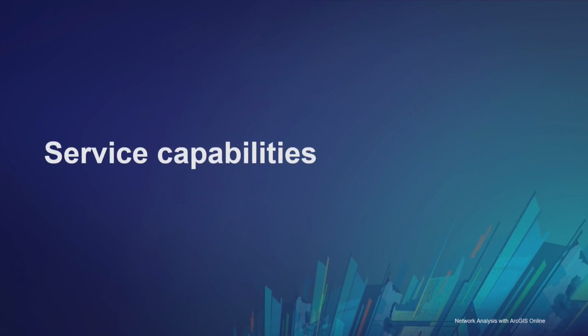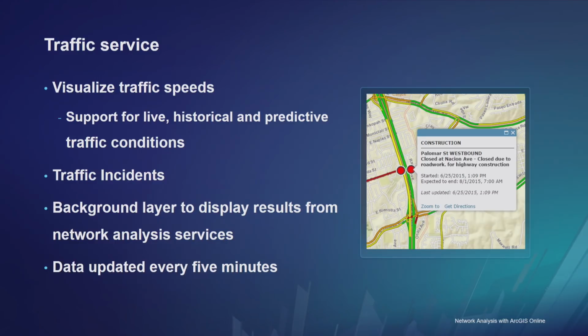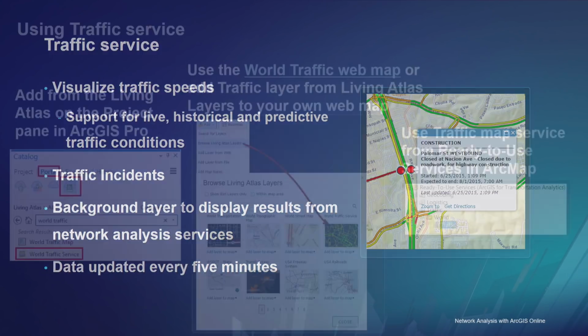So let's talk a little bit about the capabilities. For the traffic service, it's really used for visualizing speeds of the roads. Red means it's highly congested, green means it's free flow. And then we also have traffic incidents where we can identify where there's traffic accidents or construction that you may want to avoid. And you can interrogate those and see the severity of that. Typically it's used as a background layer, base map layer, in a map. And the data is updated every 5 minutes, so it's always up to date.